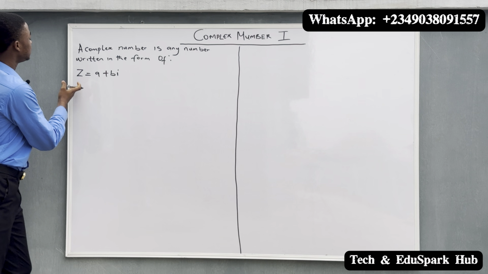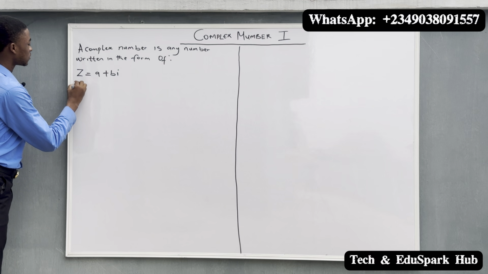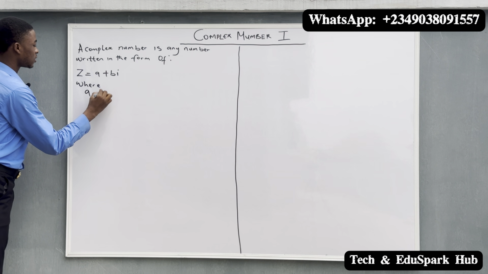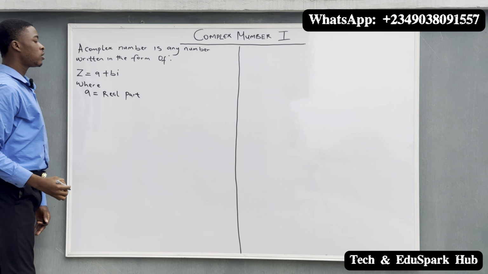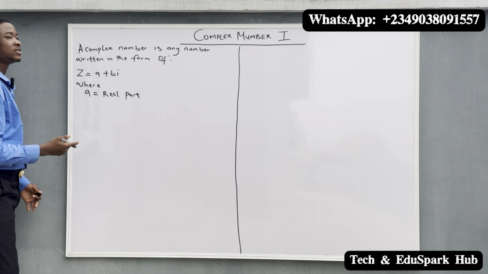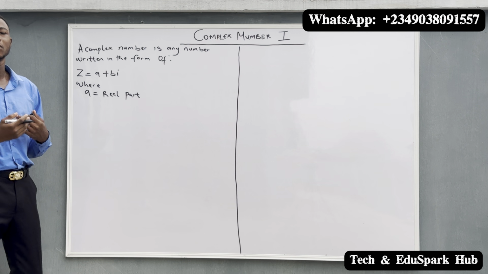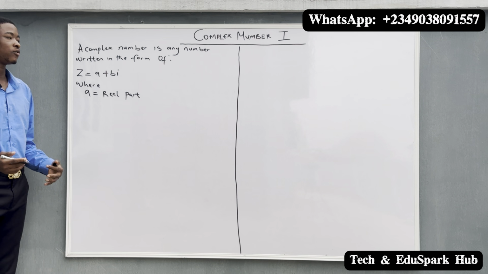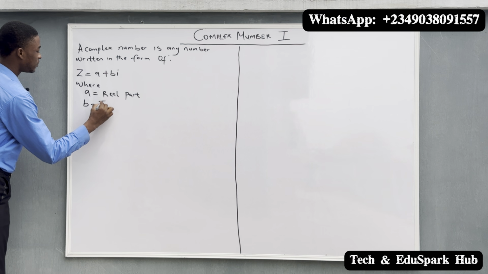A complex number is denoted as z equals a plus bi, where a is a real number. So this is the real part. And what do we understand by the real part? A real part is just like a positive or a negative number. So it can be -1, it can be +1, it can be 0, it can be +2, it can be +3, and so on and so forth. And we have the b, which is the imaginary part.